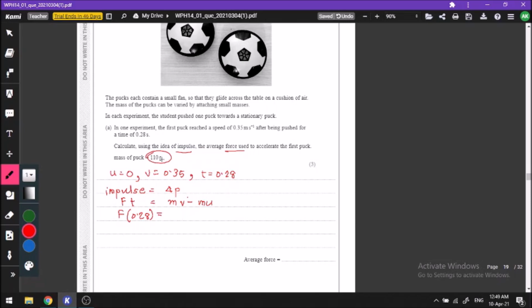So we need to convert this to kg, remember. So 0.11 kg into the final velocity, that is 0.35, minus the initial momentum, that is 0.11 into initial velocity, that is 0. So the whole thing becomes 0. That should give you a final force of 0.14 Newton. Write your answer here and don't forget the units.